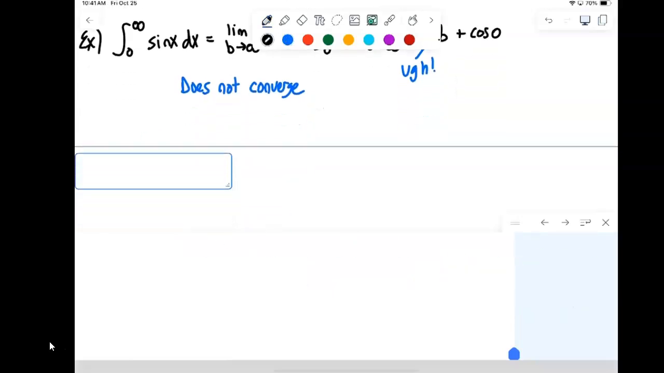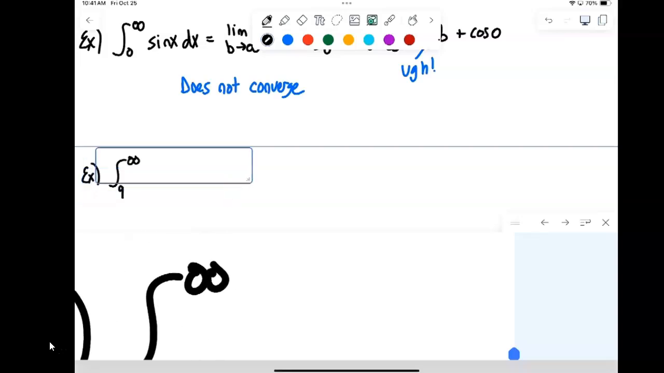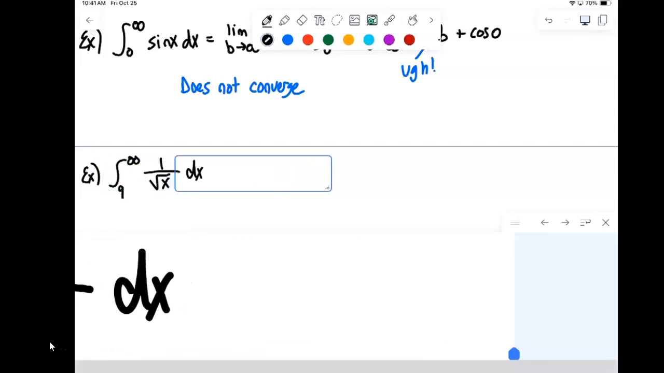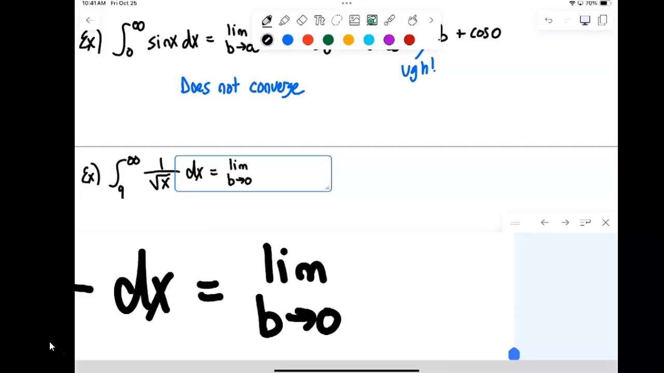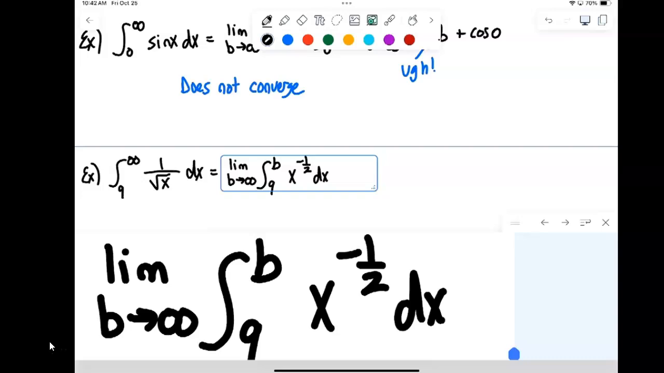Let's look at another one here. It's a little bit more to it. So let's look at the integral from 9 to infinity of 1 over the square root of x dx. To work this out, I'm going to write it first as the limit as b goes to infinity of the integral from 9 to b of x to the -1/2 dx.